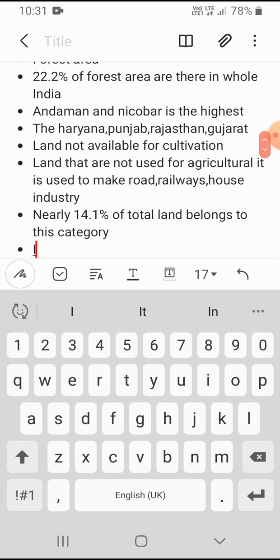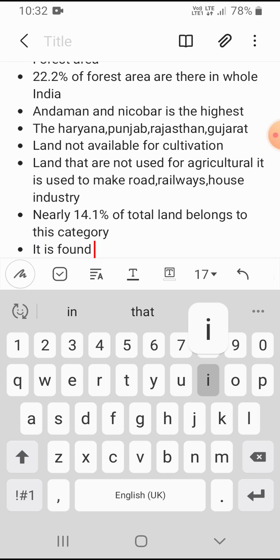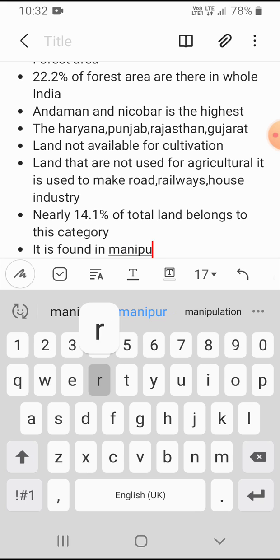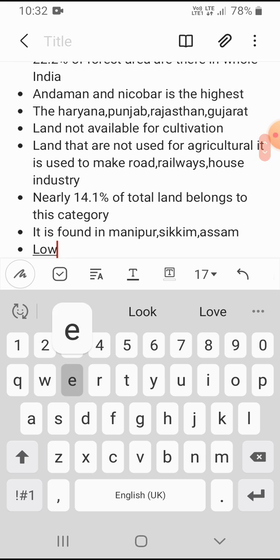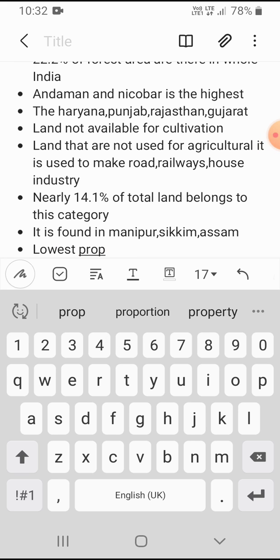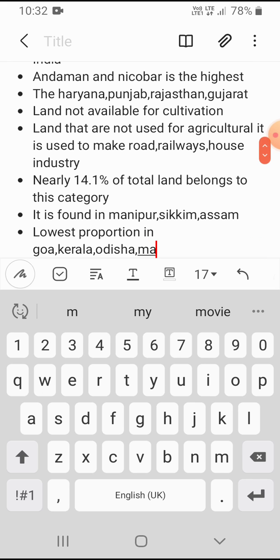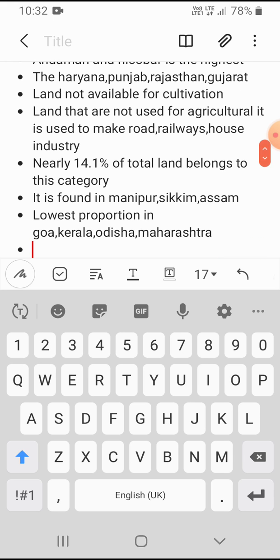This land is found in Manipur, Sikkim and Assam, and the lowest proportion of this type of land we can see in Goa, Kerala, Odisha and Maharashtra. So in these places we can see less of this land.